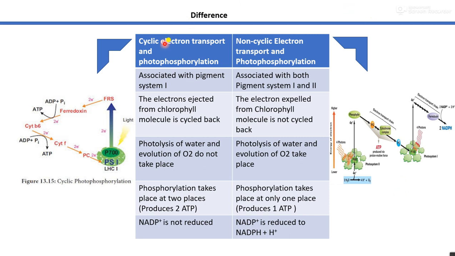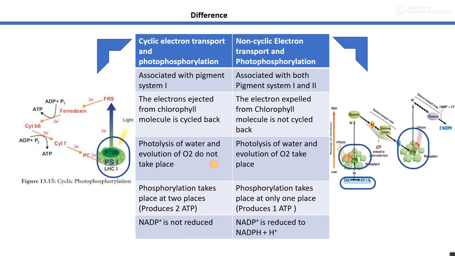Now I would like to discuss the difference between cyclic electron transport and photophosphorylation, and non-cyclic electron transport and photophosphorylation, right? The cyclic electron transport system is associated with pigment system 1, and the non-cyclic electron transport system is associated with both pigment systems 1 and 2. The second difference is that the electron ejected from the chlorophyll molecule is cycled back in the cyclic chain, but in the non-cyclic chain the electron expelled from the chlorophyll molecule is not cycled back. The third difference is photolysis. In the cyclic chain, photolysis of water and evolution of O2 do not take place, but in non-cyclic electron transport and photophosphorylation, photolysis of water and evolution of O2 take place.